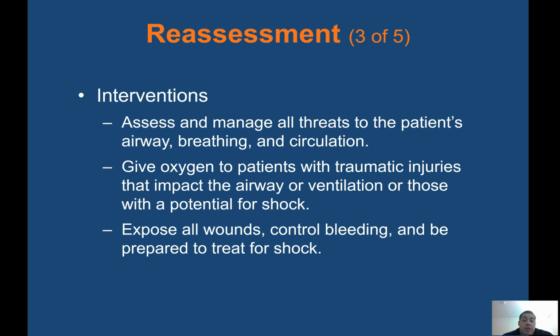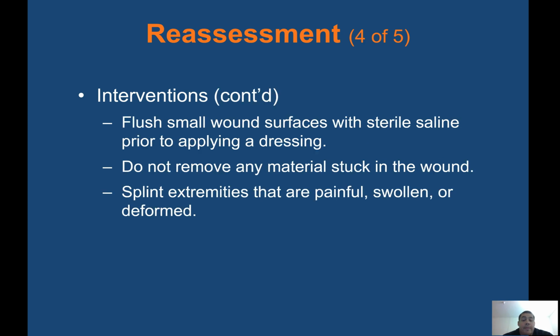Expose all wounds, control bleeding, and be prepared to treat for shock. So when you have a trauma patient, you're cutting everything off. Cut all his clothes. You're going to strip and flip. Make sure you don't miss anything. Make sure you don't miss any bleeding, any cuts, wounds, anything that you can control before you put them on the board. Okay. Flush small wound surfaces with sterile saline prior to applying a dressing. Do not remove any material stuck in the wound. Splint extremities that are painful, swollen, or deformed.